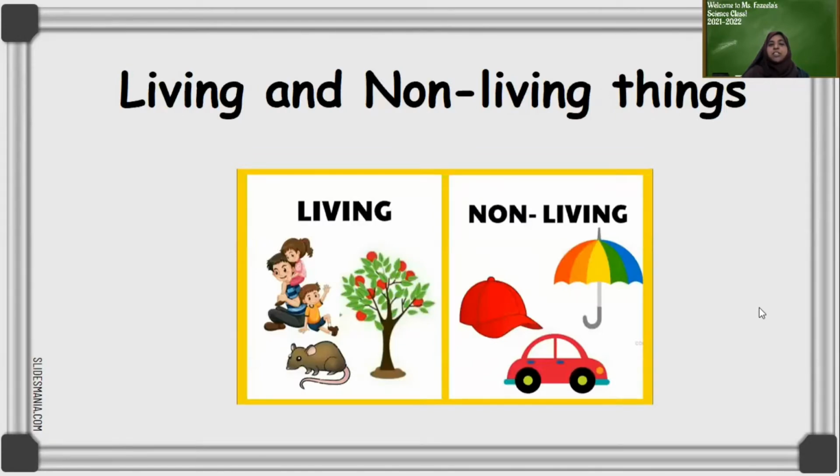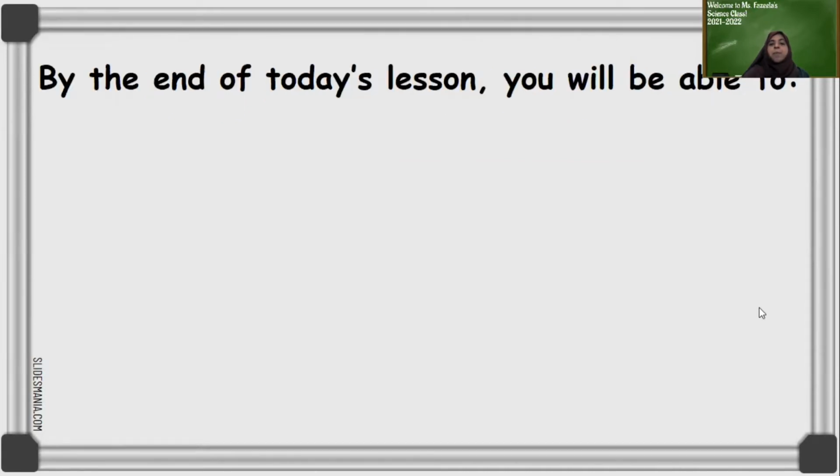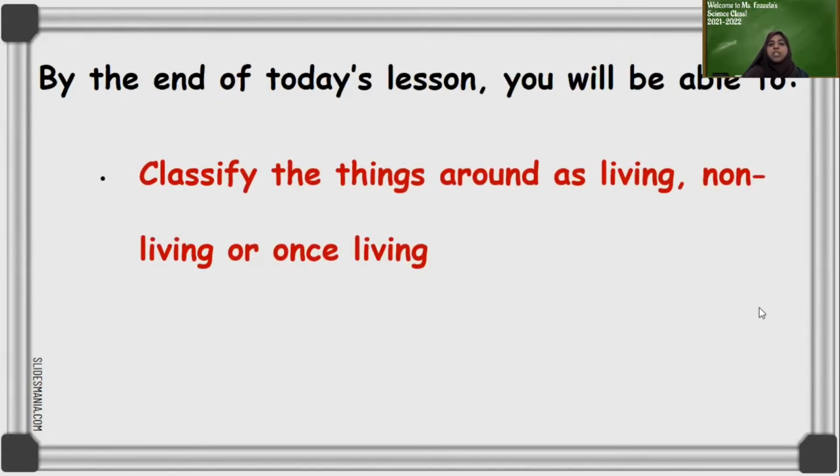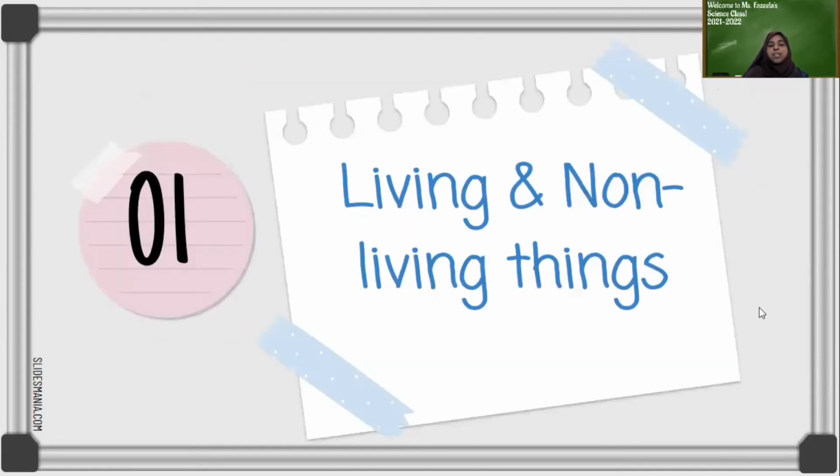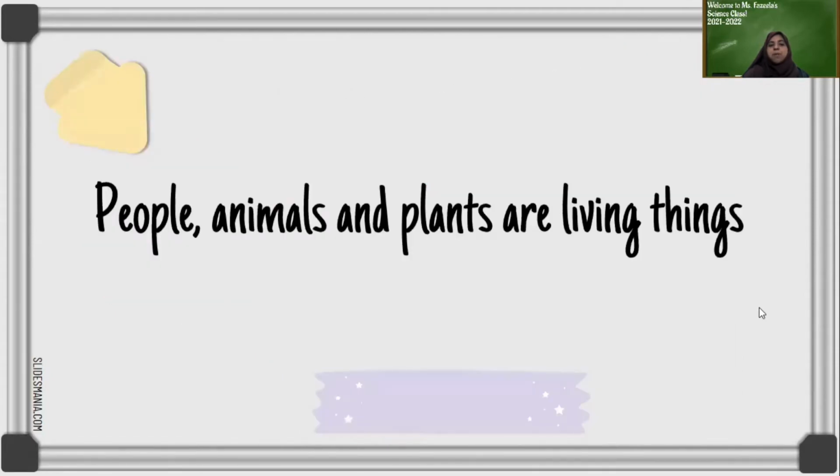So today we are going to learn about living and non-living things. By the end of today's lesson, you'll be able to classify the things around you as living, non-living, or once living, and also you will list the processes of life. So first, let's see the living and non-living things. People, animals, and plants are all living things, right?